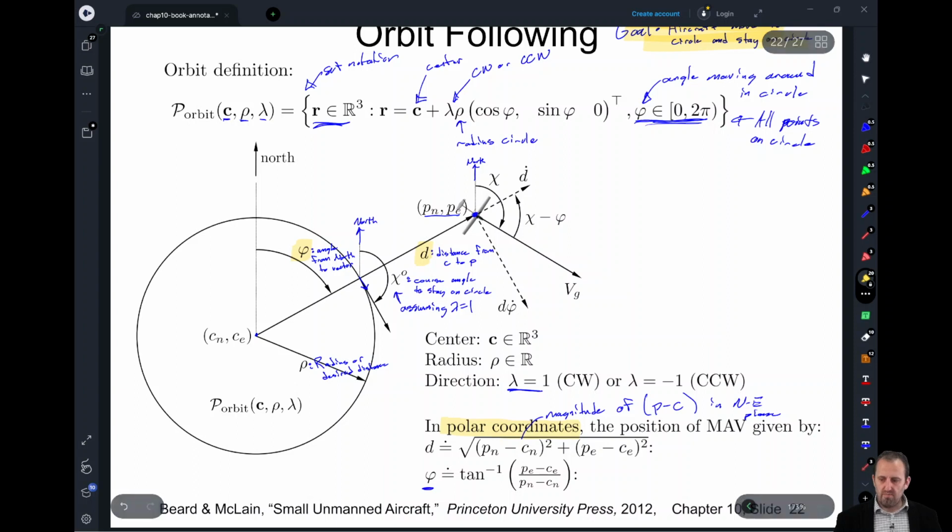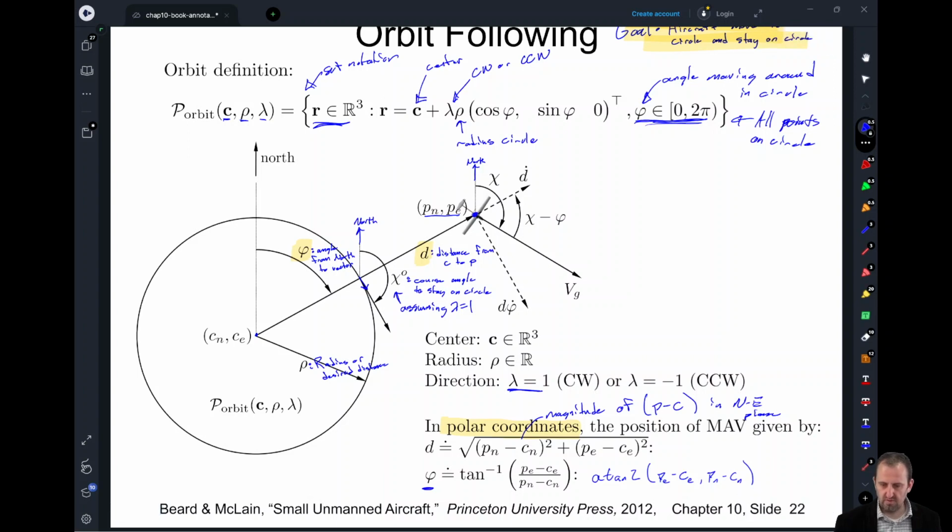One note on implementation: because we're dividing by something that could be 0, we want to always use our atan2, which is a four-quadrant inverse tangent. We do PE minus CE and PN minus CN. That would avoid any singularities.